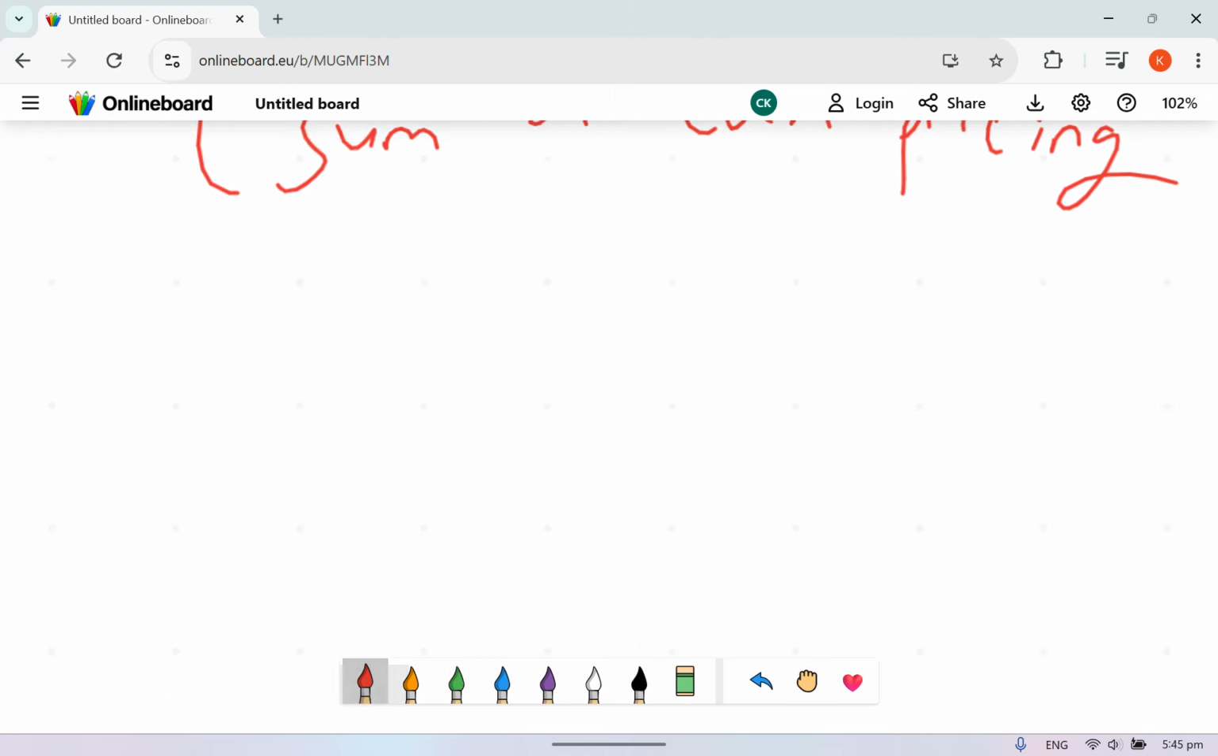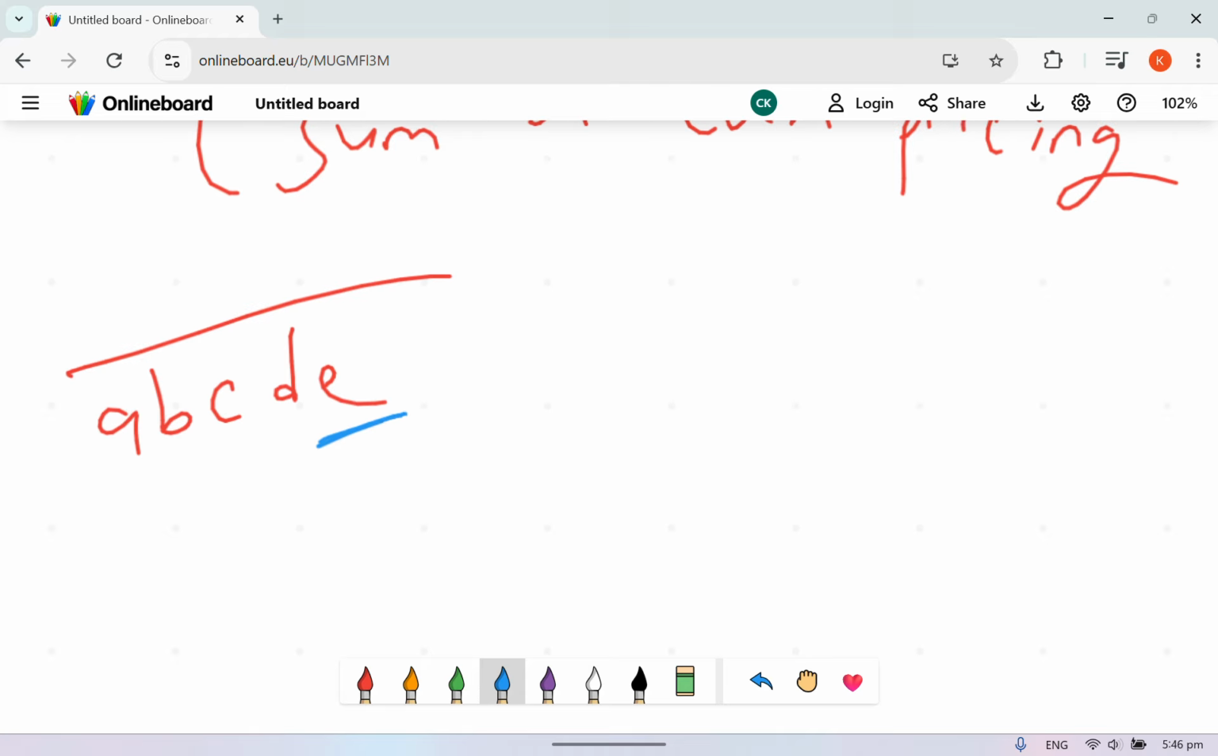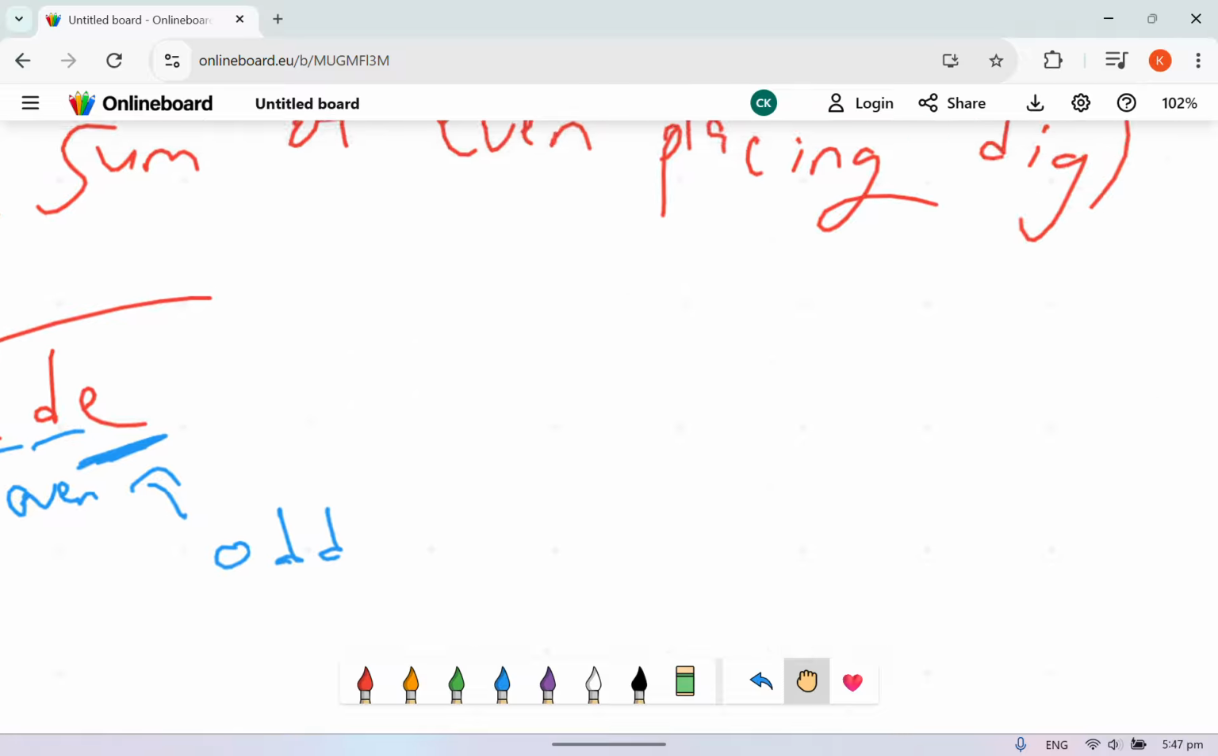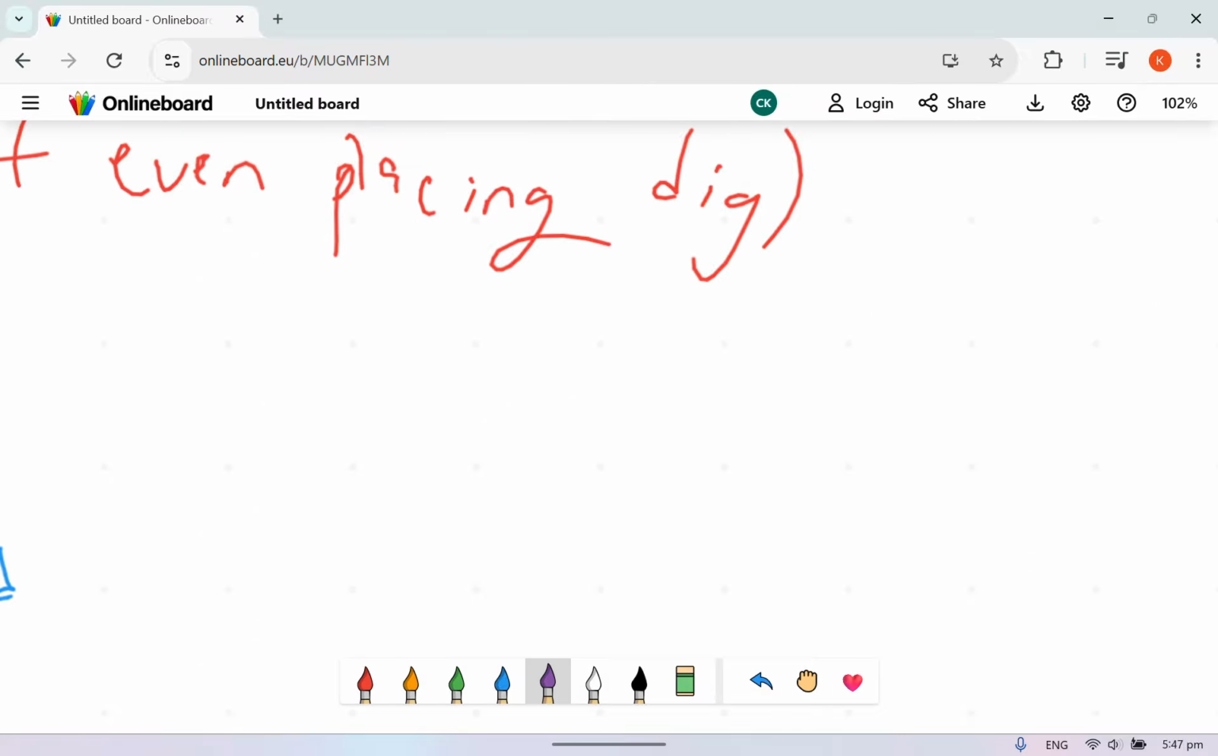You ask me what odd placing and even placing mean. If I have A, B, C, this is how it's supposed to work. This is an odd placing digit, even, odd. Actually, it just alternates. So just remember the last one, it starts with odd. Just remember that.